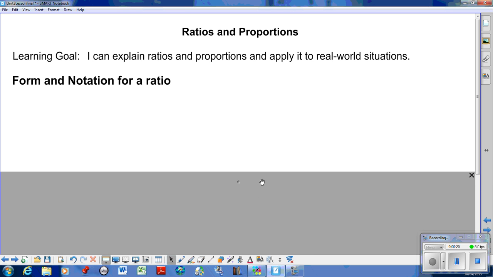So let's go back to basics and remind ourselves what a ratio is. Our definition is: a ratio is a comparison of two quantities. Ratios, for example, can be written in the form A to B, and that colon there is our ratio notation, if you recall.